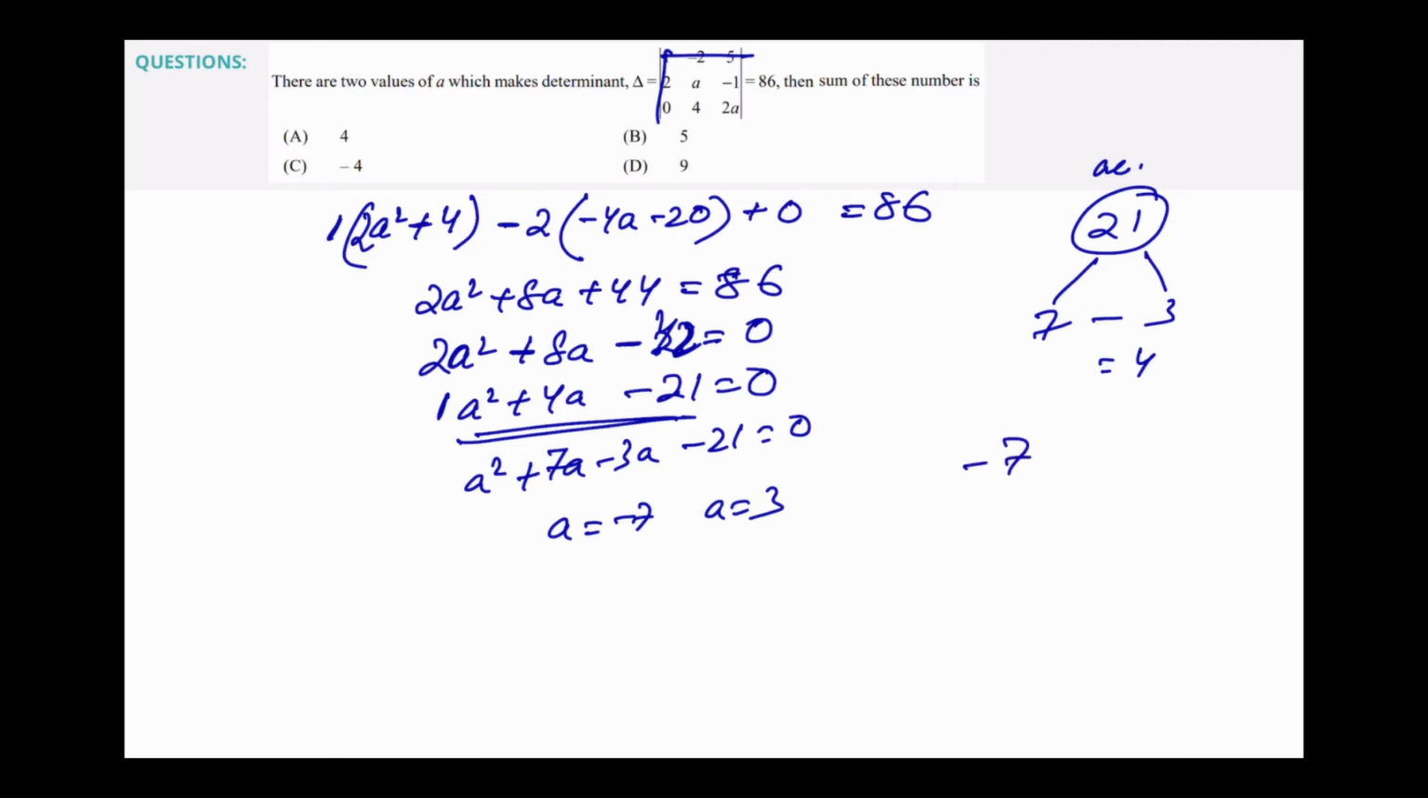Correct. Now they're telling us to find the sum of these numbers. So minus 7 plus 3 is how much? Minus 4. So very simple question. Any difficulty in this? I don't think so. It was simple: once you expand, you got a quadratic in A, so you got two values of A, then add them up and tell the sum of it.